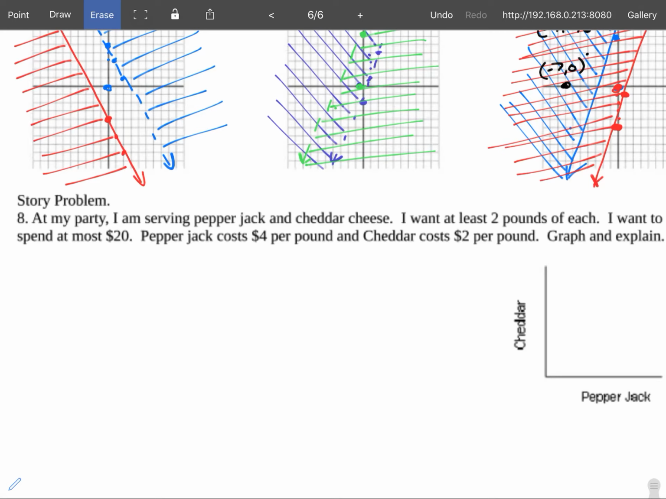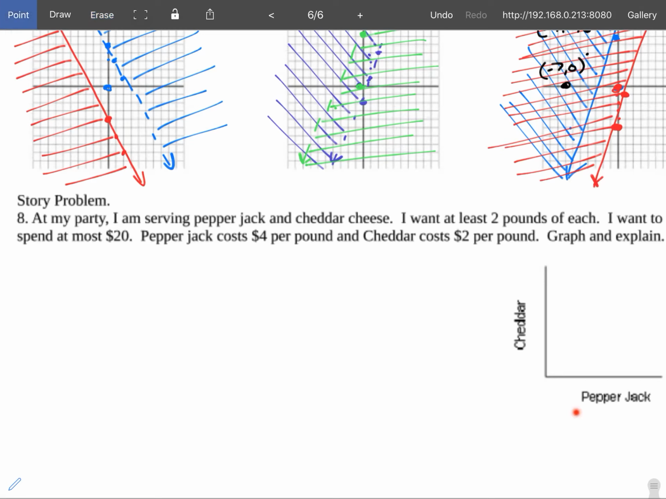So it says at my party, I'm going to serve pepper jack and cheddar cheese. I want at least 2 pounds of each, and I want to spend at most $20. And it's $4 per pound for the pepper jack and $2 per pound for the cheddar. And we got to make a system of linear inequalities and then graph the solution of this, okay?